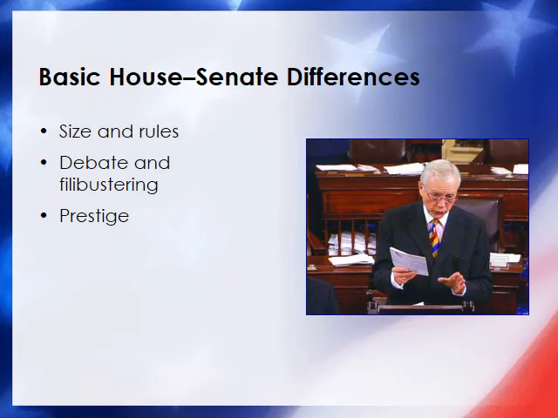Some key differences between the House and Senate. Well, most obviously, the size of the two houses. The Senate has 100 members, the House has 435. And because the House is so much larger than the Senate, you need a lot more formal rules. In the Senate, in many cases, there's almost unlimited debate. You need 60 votes in the Senate to shut down debate and move on. And if you don't have that 60 votes, in many cases, members of the Senate can essentially talk a bill to death. They can just keep talking and debating on an issue forever. That's not the case in the House.